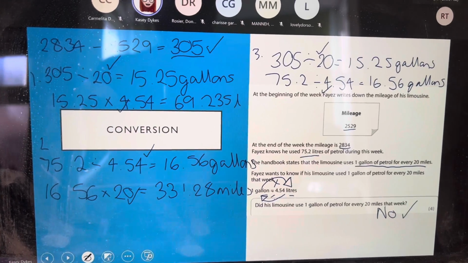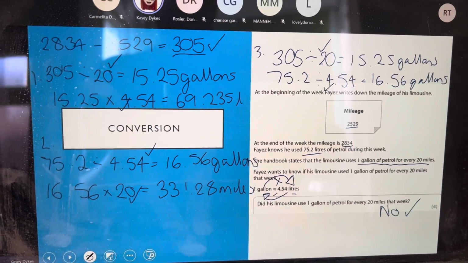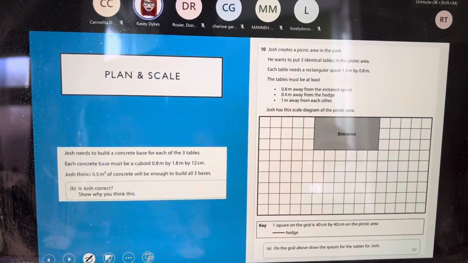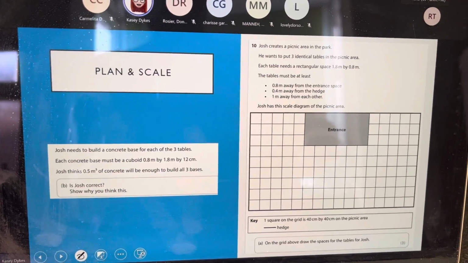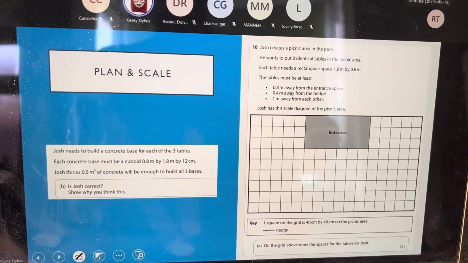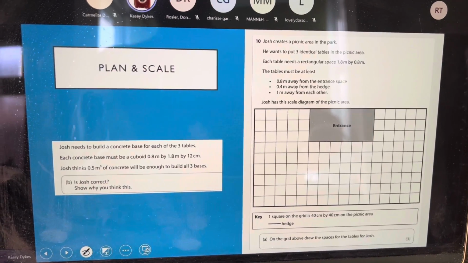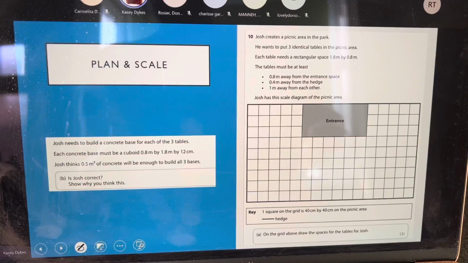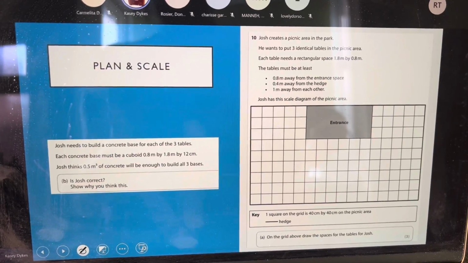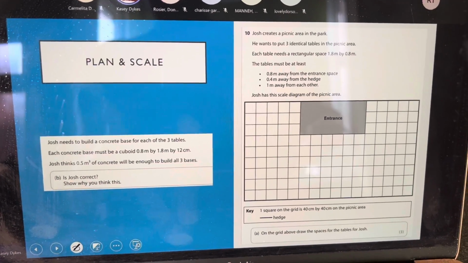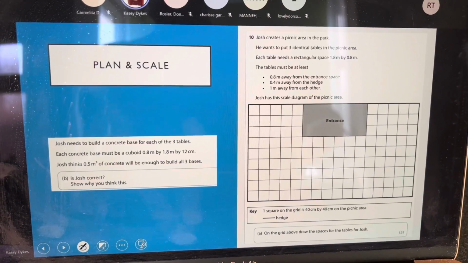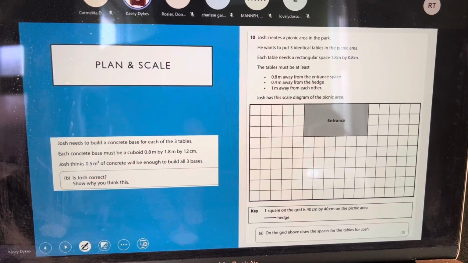Haven't got any more conversion questions, you'll be pleased to know. We are going to look instead at a plan and scale. So this is one of those questions where you're doing it at home on your bits of paper or whatever it is you've got. So estimation is absolutely fine. Rough ideas. Mostly we're focusing on if you've roughly come out with the same answer as it will be when I come to that bit.